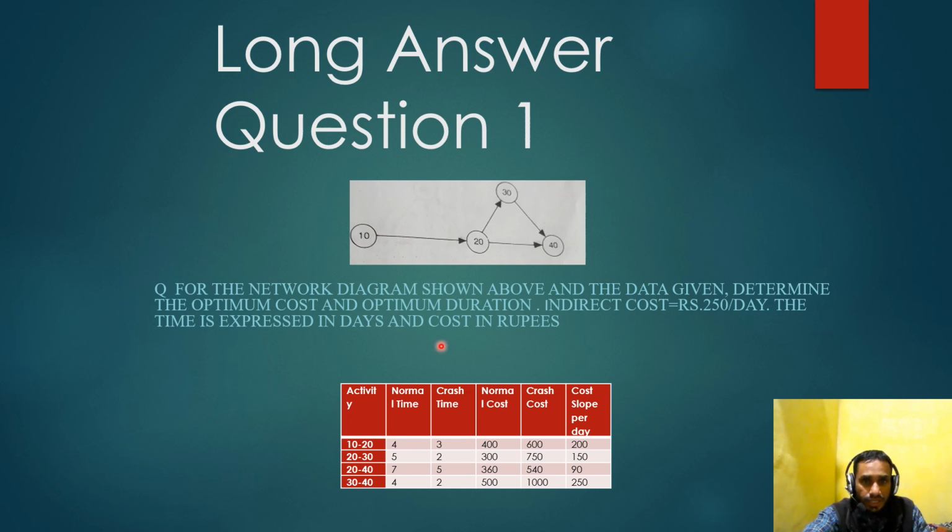In this case, time over here is expressed in days and cost in rupees, so you can refer to this particular table here. The normal time, crash time, normal cost, crash cost, and cost slope per day is given. In order to solve this, you can refer to the solution given in the textbook, because this is a direct textbook problem.